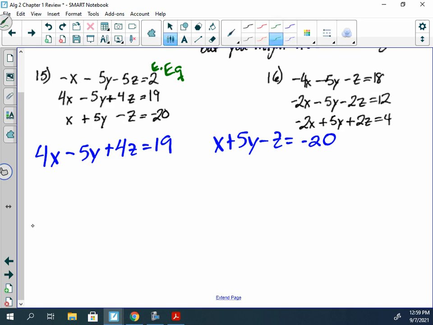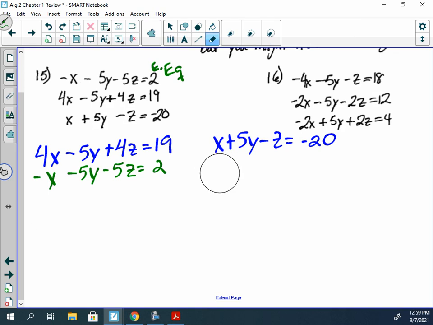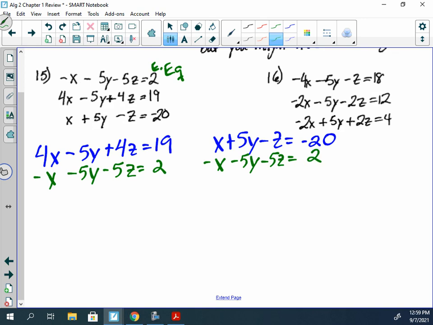Now we can just go on and write the eliminator equation down because the values in front of y are already the same. So there's nothing that we need to do to get them to be the same for the value in front of y. Now once we get this written down, let's look at the left one first.